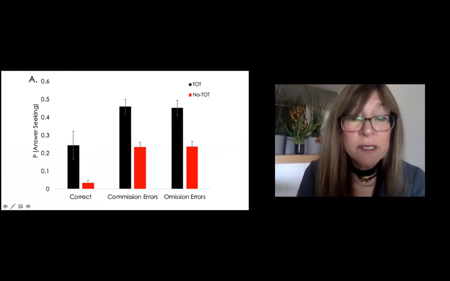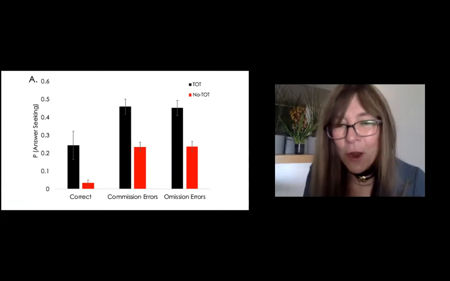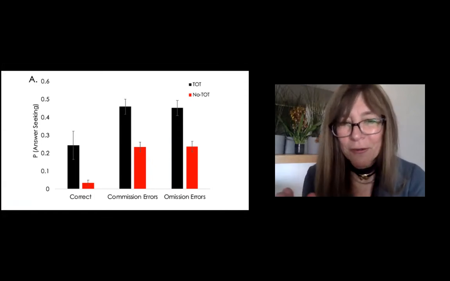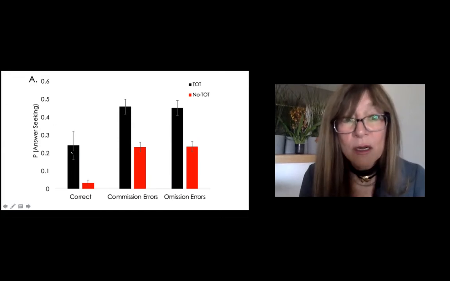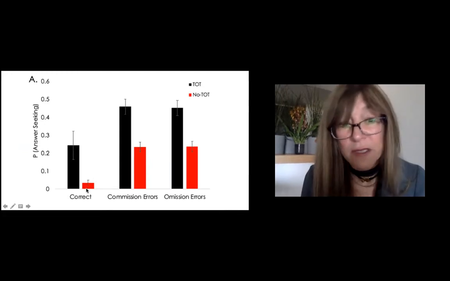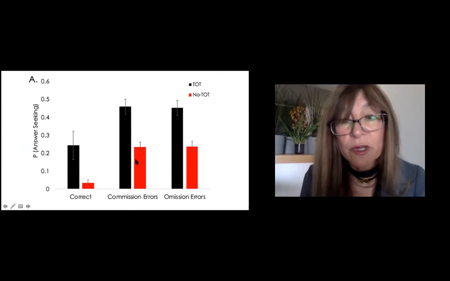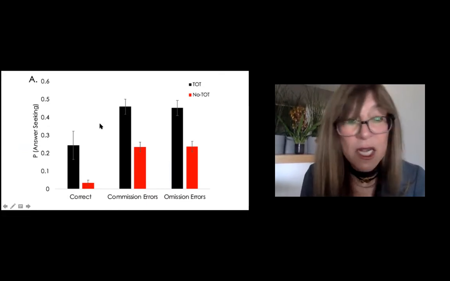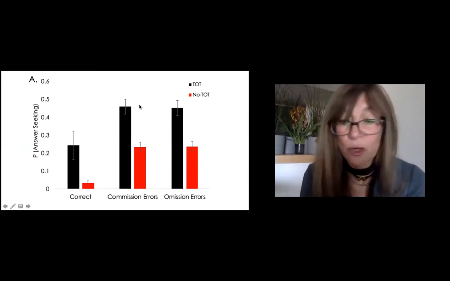Sometimes, interestingly, people are in tip of the tongue states even when they're correct. So they're not across their own metacognitive threshold because they're not sure enough of their answer to say, I've got it mastered. And when they are in a tip of the tongue state, when they're correct, they're very interested to know the answer. They're almost twice as likely to want to know the answer when they're in a tip of the tongue state, whether they've made an error of omission, of commission, or when they're correct and when they're not.